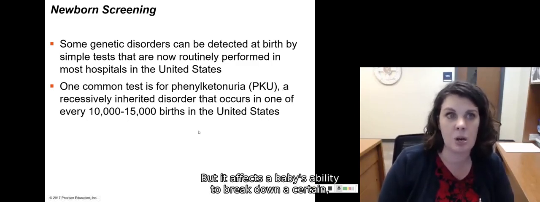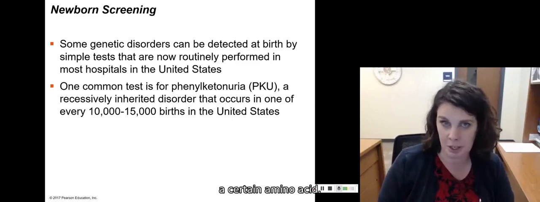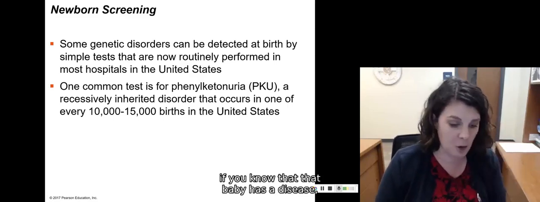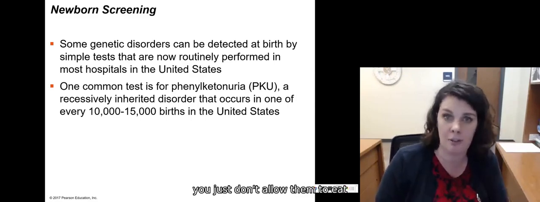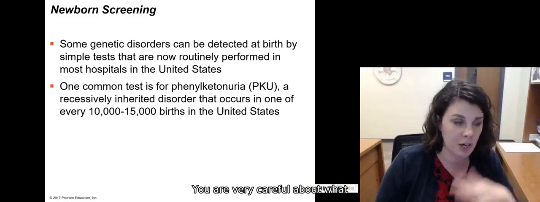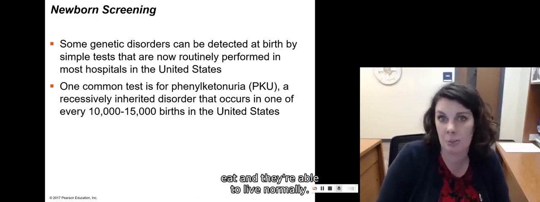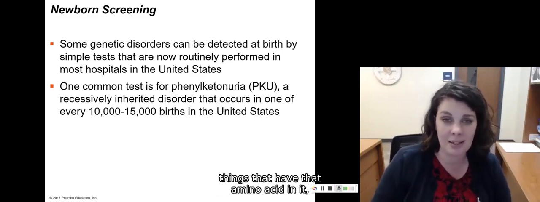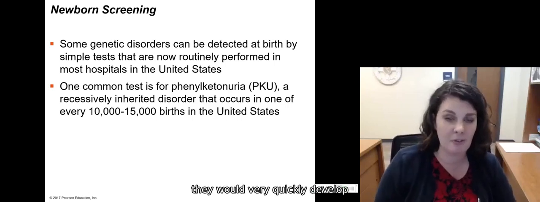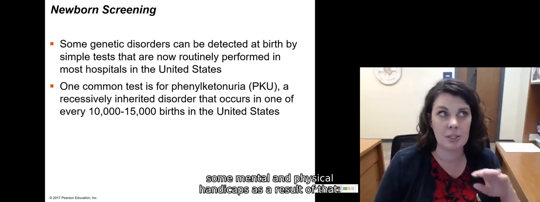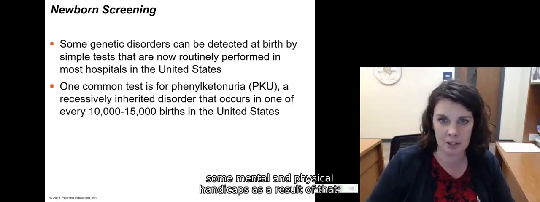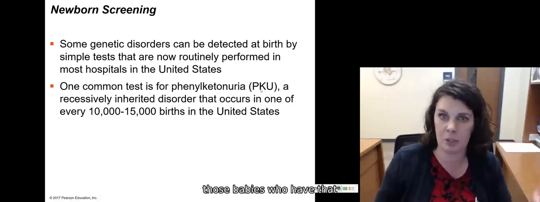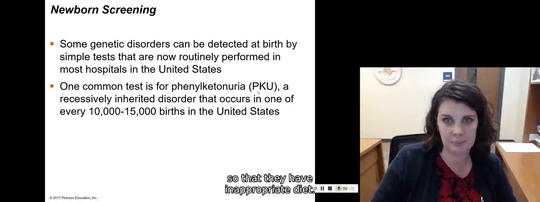But it affects a baby's ability to break down a certain amino acid. And so if you know that baby has the disease, you just don't allow them to eat anything with that amino acid in it. You are very careful about what that individual is able to eat, and they're able to live normally. But if your baby had PKU and you didn't know it, and you allowed them to eat things that had that amino acid in it, they would very quickly develop some mental and physical handicaps as a result of that. So by testing for this at birth, we are able to completely protect those babies who have that, so that they have an appropriate diet.